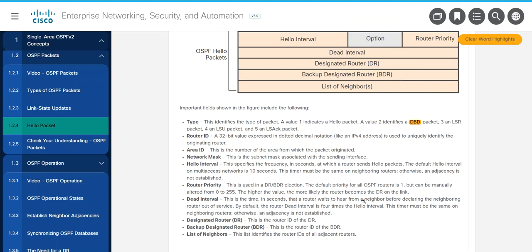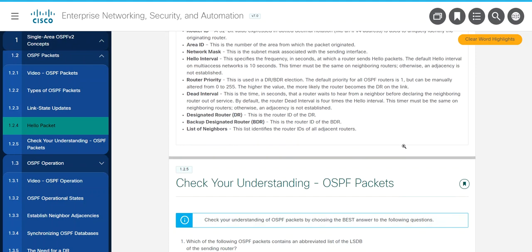The designated router, which would be down here towards the bottom of the packet, that's the router ID of the designated router. The backup designated router would be listed here. That is the second highest router ID. The list of neighbors identifies the router IDs of the adjacent routers.